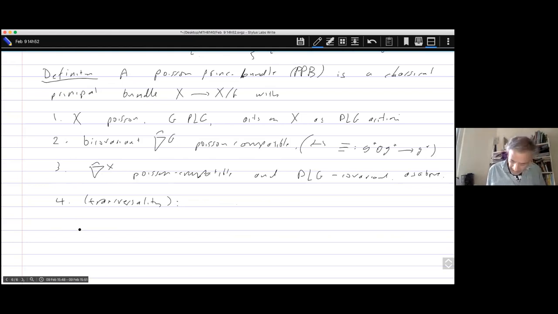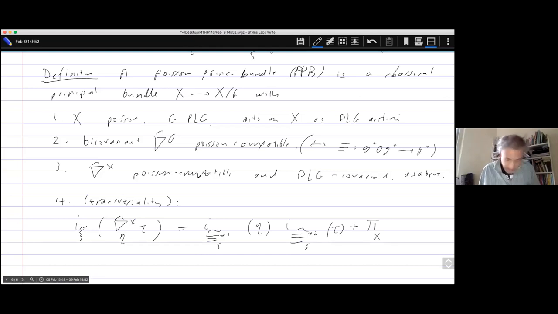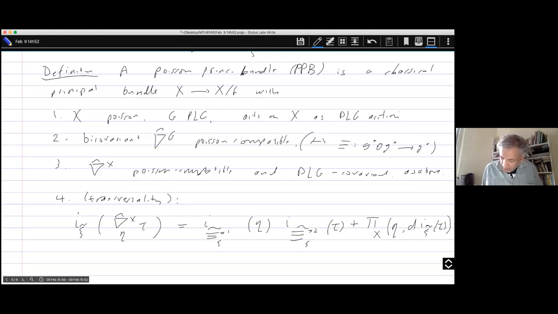And that is that iC tilde of nabla hat X eta tor is iC star 1 tilde of eta, iC star 2 tilde of tor, plus the Poisson bivector on X evaluated on eta and on d of iC tilde of tor. Okay, so that all makes sense, right? This gives you a function on X. This is now a one-form. You can evaluate it on the Poisson bivector. So this is the definition.